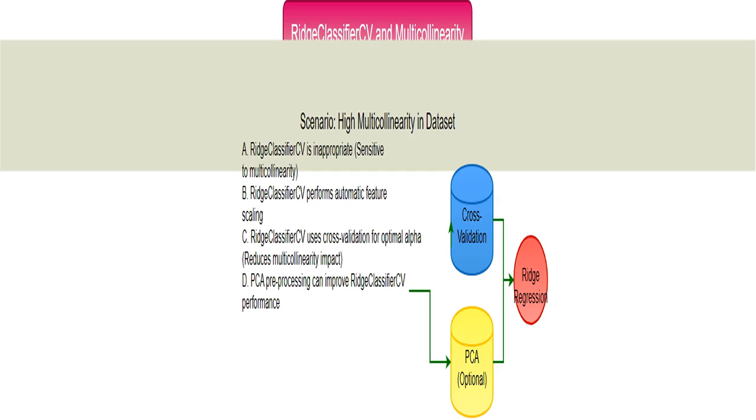Imagine you're working with a dataset where many features are highly correlated. This is multicollinearity, and it can cause problems for many machine learning models, particularly those based on linear relationships. This scenario sets the stage for evaluating how RidgeClassifierCV handles this challenge. It's like trying to figure out which ingredient is most important in a recipe where many ingredients are almost identical.